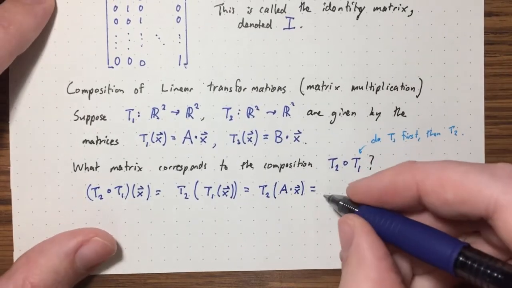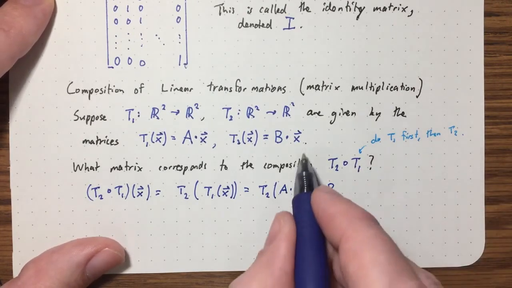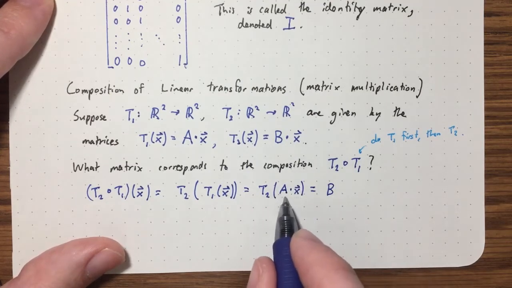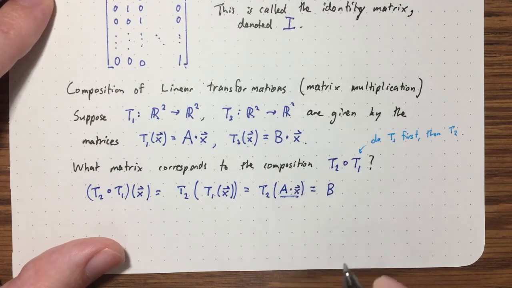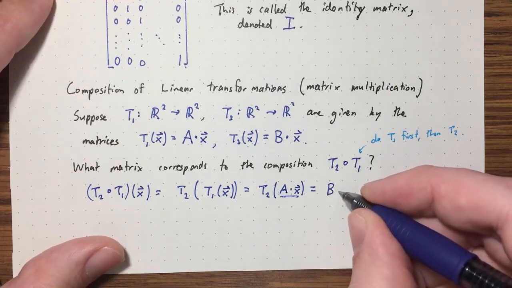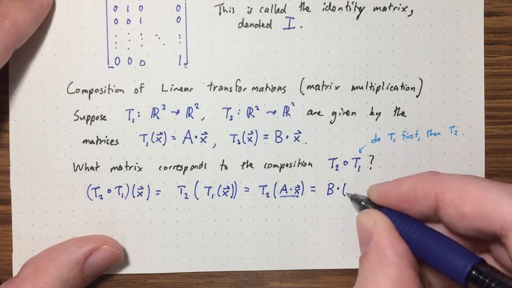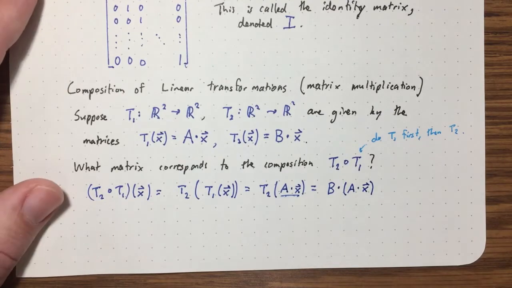And then T2 is B times whatever this is, right? T2 of x is B times x. I have a vector. This is a vector, right? A matrix times a vector is going to be another column vector. So this one will be B times A times x.